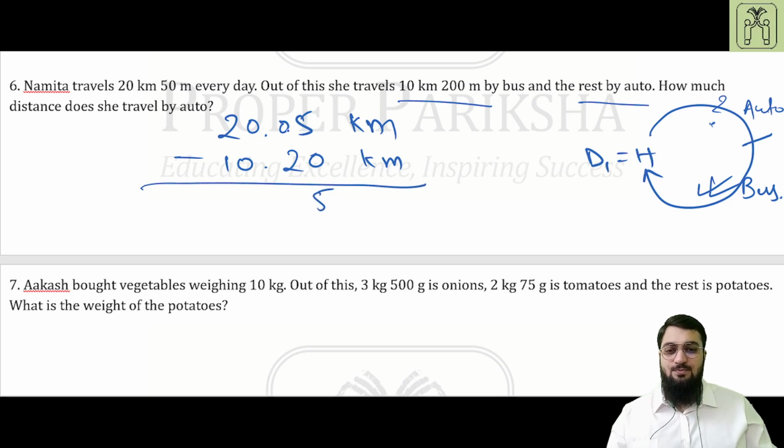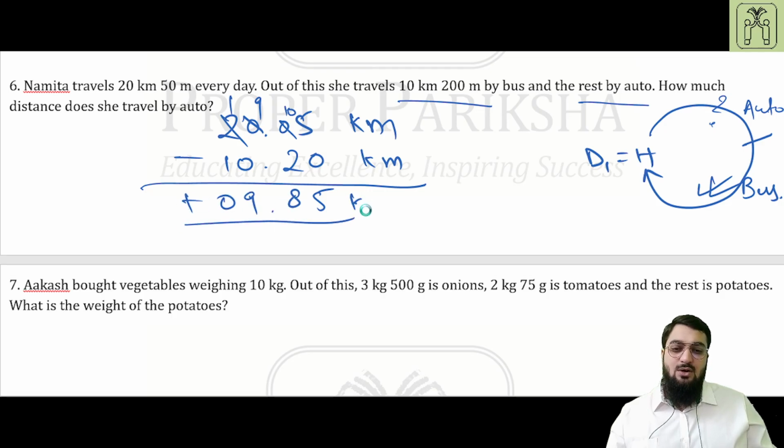10 minus 2, this will become 9 and this will become 1. So 10 minus 2, 8, then 9 and then 0. So this is the answer of the total distance traveled by the auto by Namita.